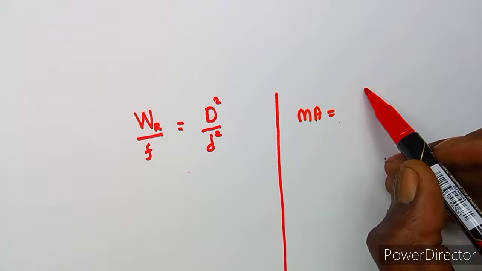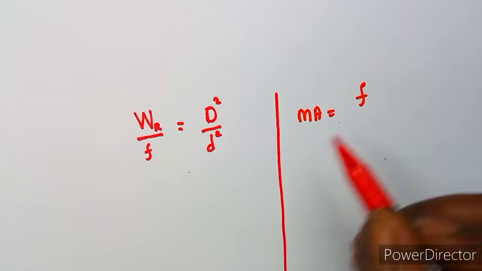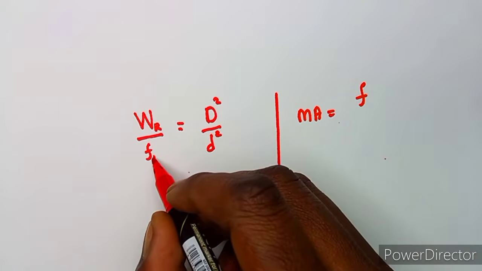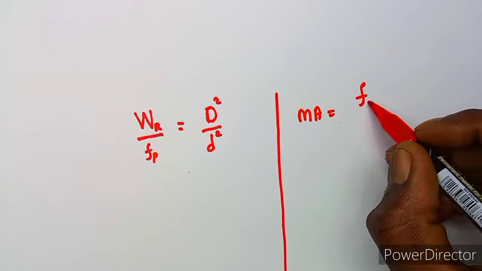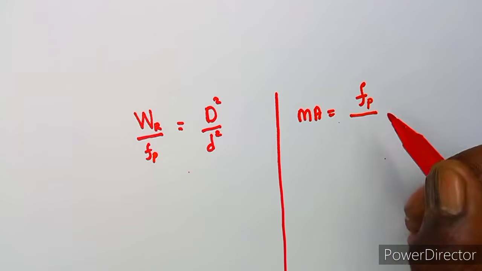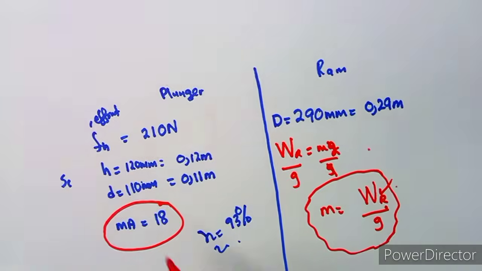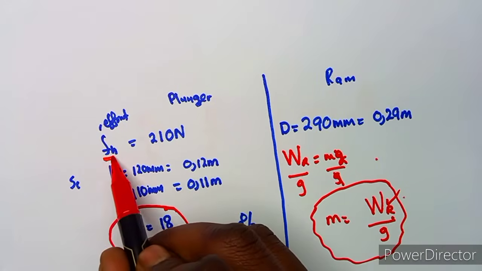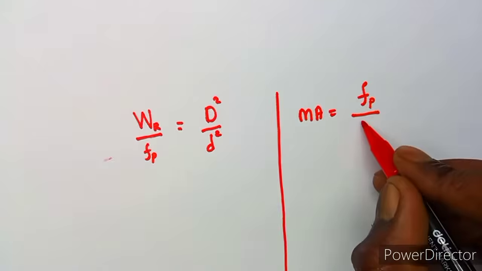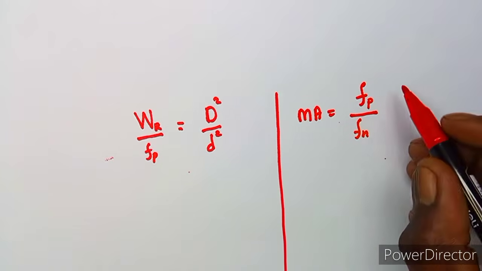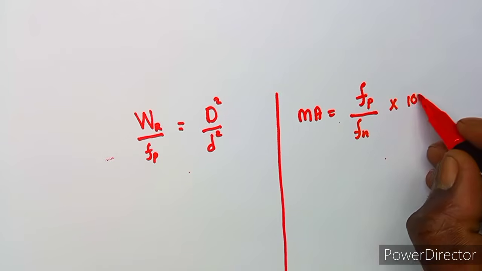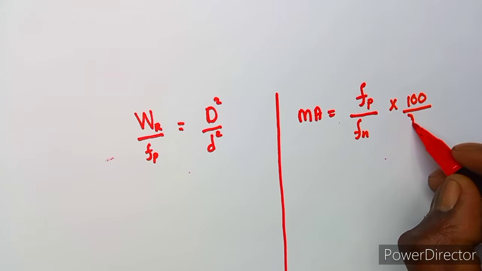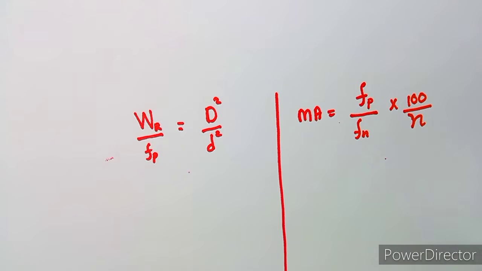Okay, that is your FP, which is the force that is on the plunger. Let's just write it as FP, because here we've used R. Over the effort, this one, FH, which is your effort, times 100% over the efficiency, that is to remove efficiency.